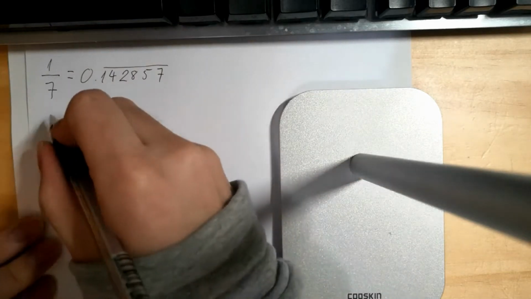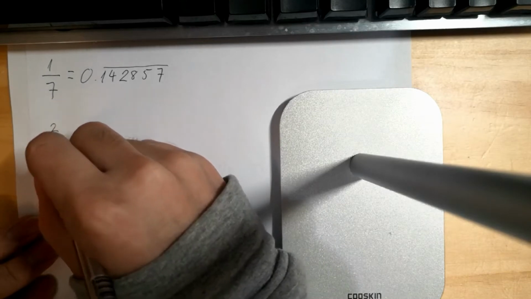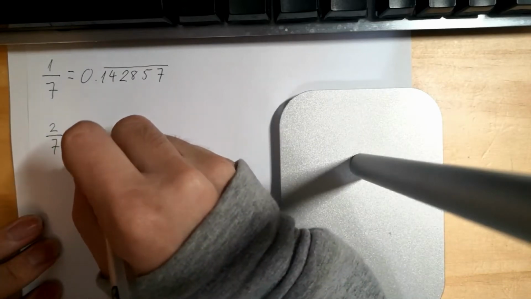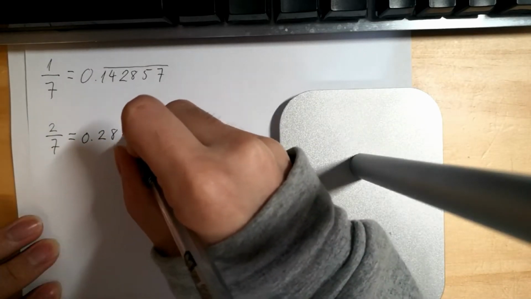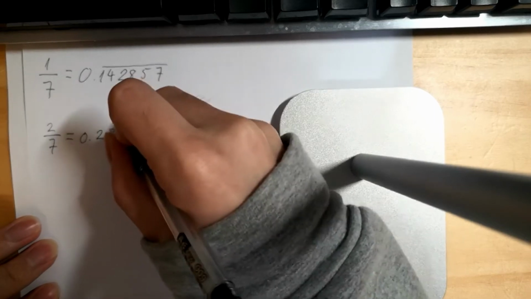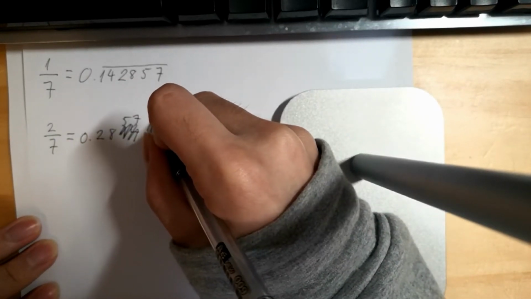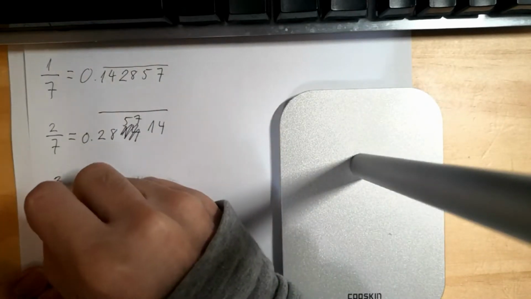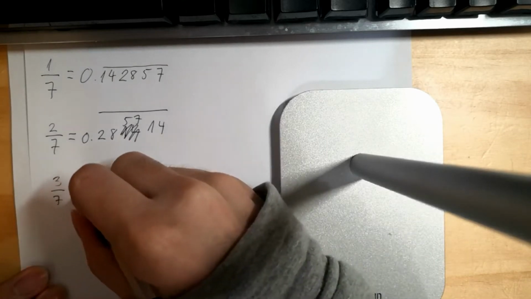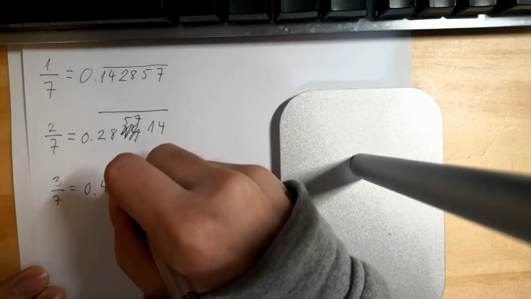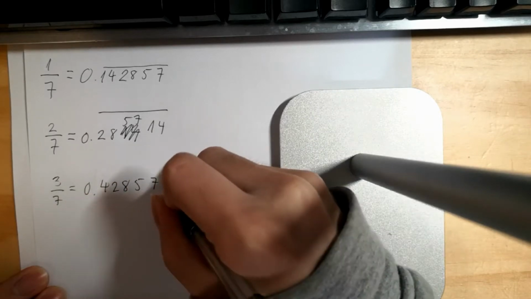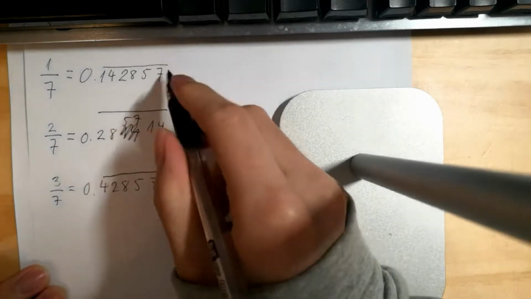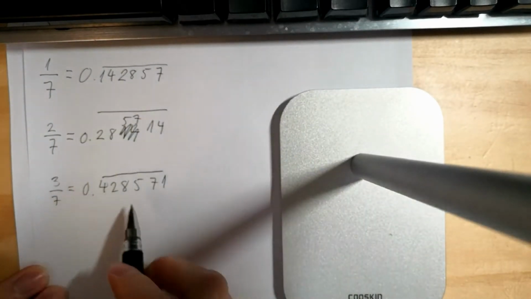It gets even weirder. If you write 2 over 7, just multiply the whole thing by 2. Guess what you get? You get 0.285714, repeating. But 3 over 7, you get 0.428571 repeated. You notice something here? These are the same 6 numbers in the exact same order.